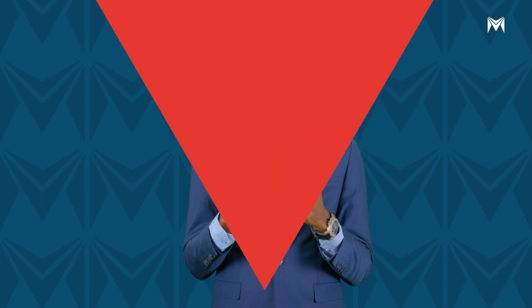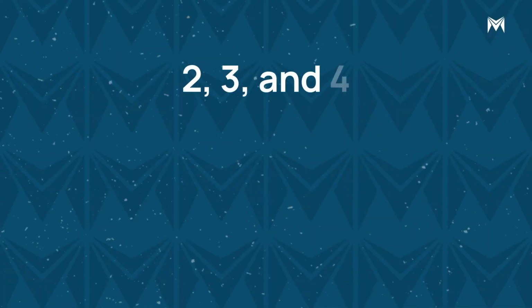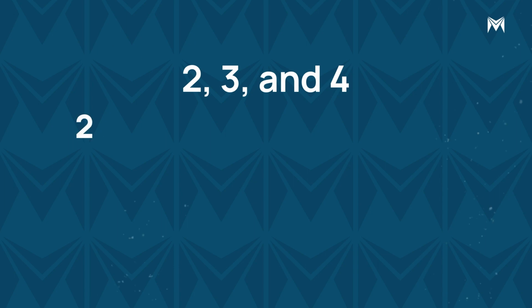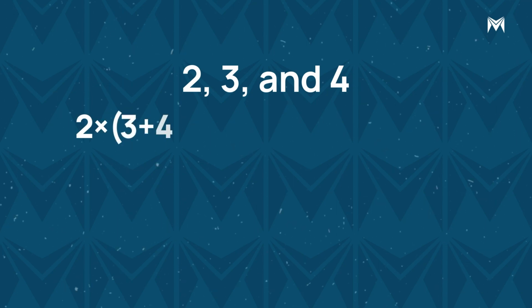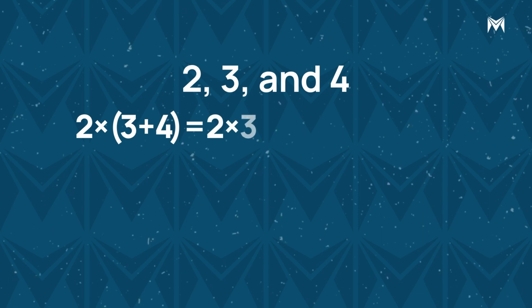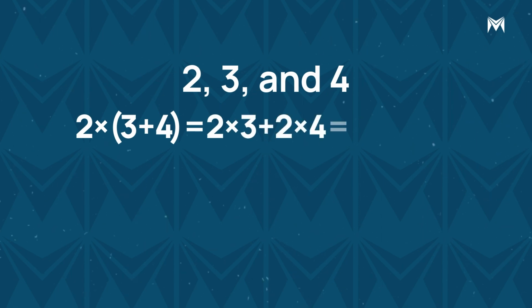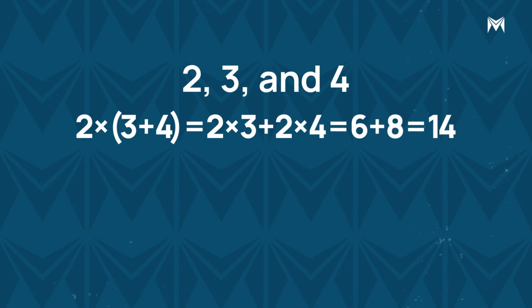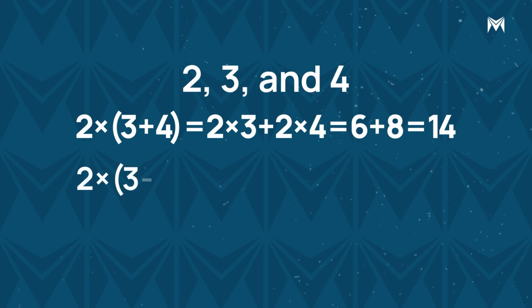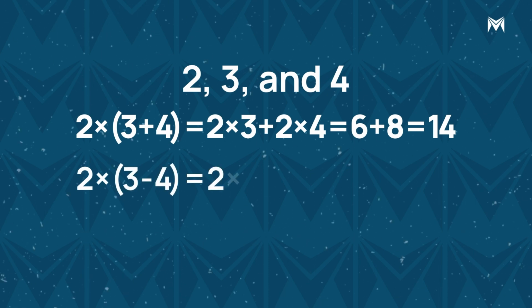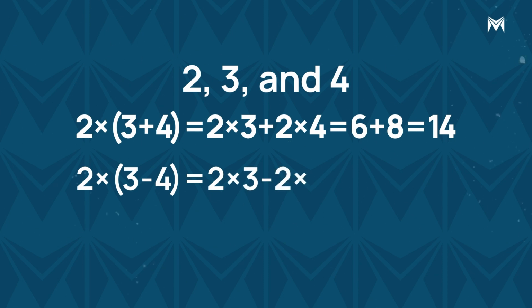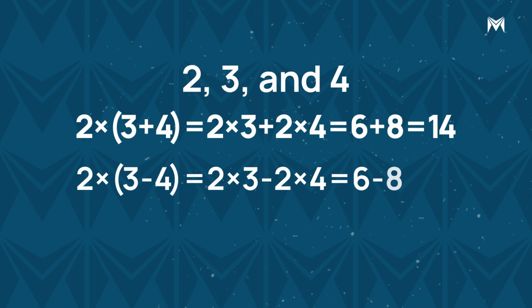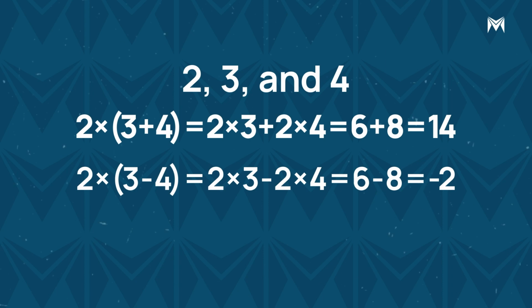For example, if we have real numbers 2, 3, and 4, the distributive property tells us that 2 × (3 + 4) is equal to 2 × 3 + 2 × 4, which is equal to 6 + 8, and that is equal to 14. 2 × (3 - 4) is equal to 2 × 3 - 2 × 4, which is equal to 6 - 8, and that is equal to -2.